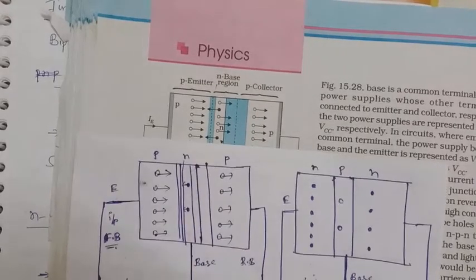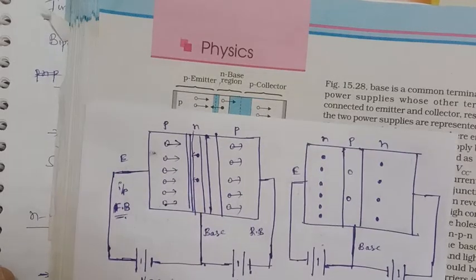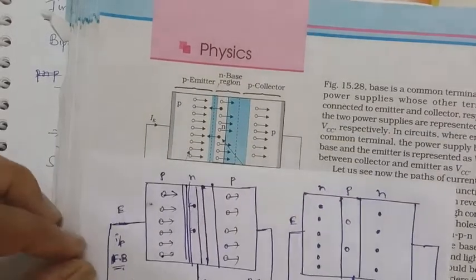So it is the diagram. Here the current direction is in case of the emitter.